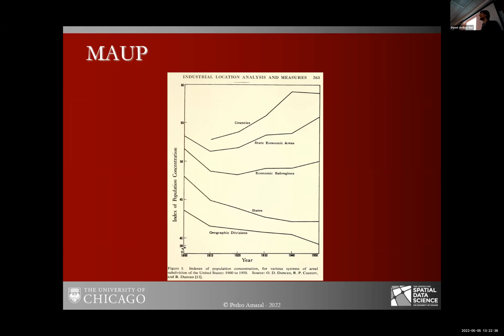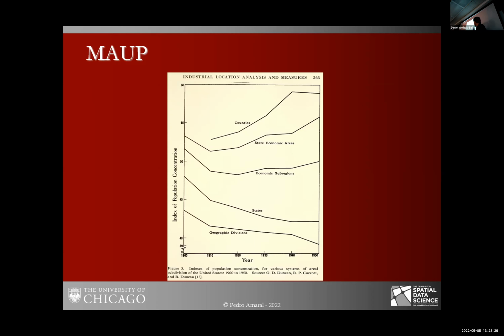And what this graph shows is that depending on the spatial scale that you're looking at the data, your conclusion may differ. So if you're looking at this at the county level, and someone asks you, did the concentration of the population in the United States increase or decrease in this 50-year period? Your answer would be, oh, it increased. The population became more concentrated in the United States in this period. And that would be a right answer at the county level. But if you were to answer the same question at the geographic division level or at the state level, you would say it decreased over time. So the population became less concentrated over time. So the answer would be different.